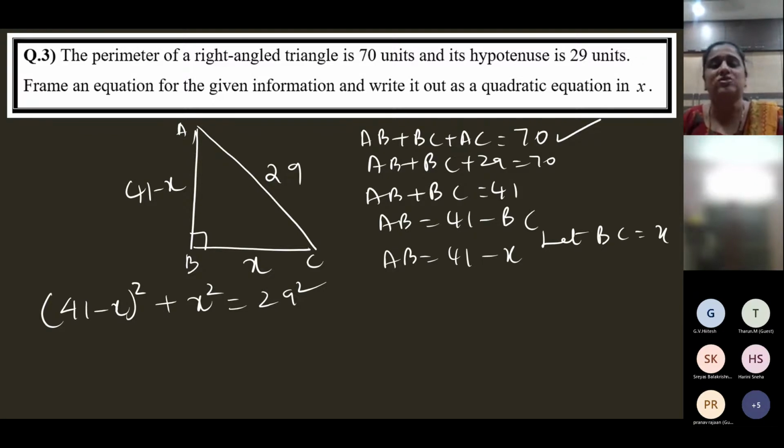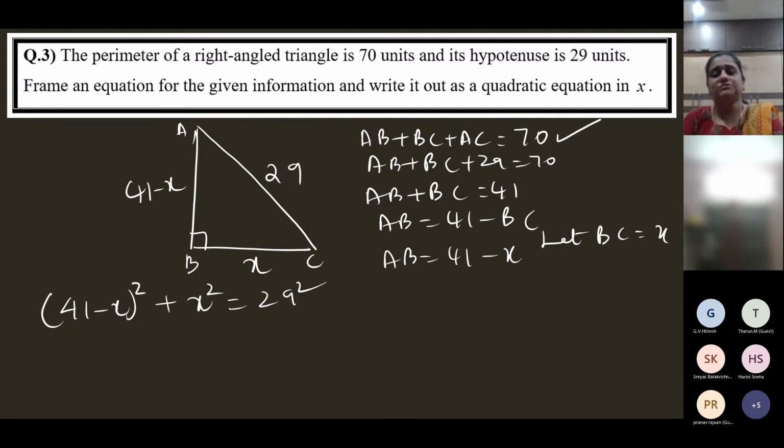Now, how do we connect these three things? To get an equation, you need to connect the three things, maybe using a formula. Like if you're given length and breadth of a rectangle and area, area is equal to L into B. You need to just use something to connect the information given. So here you know the three sides of the right triangle. So Pythagoras theorem will connect them. And that's how we get the equation.